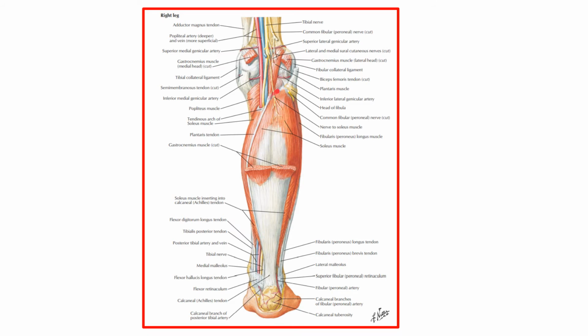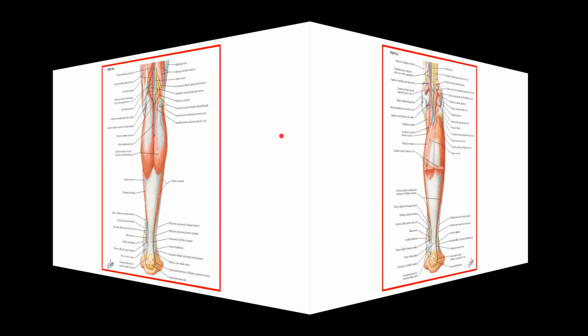This soleus muscle originates in the form of a tendinous arch, and there is a gap or deficiency in this tendinous arch through which the neurovascular structures, the posterior tibial artery, tibial vein, and tibial nerve, cross and move between the soleus muscle and the deep group of muscles. Okay, this is the tendinous arch. Now we are going to learn about the origin of this soleus muscle.